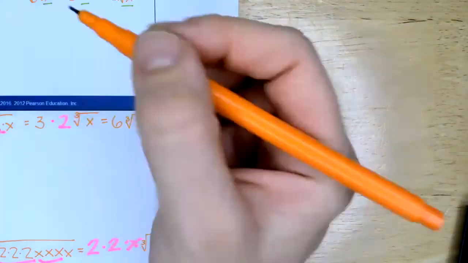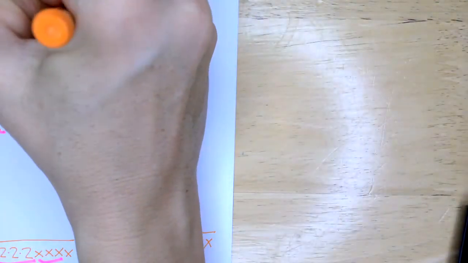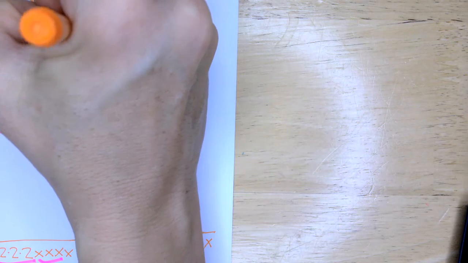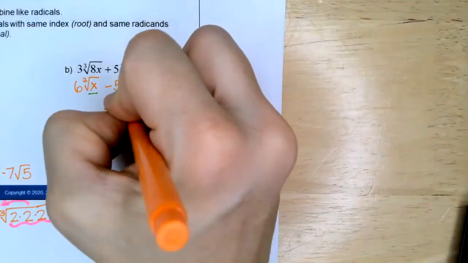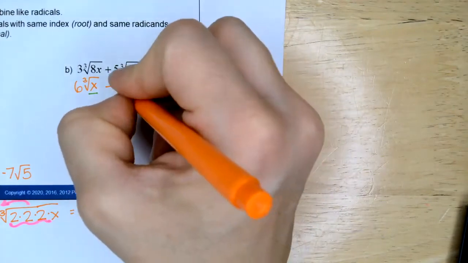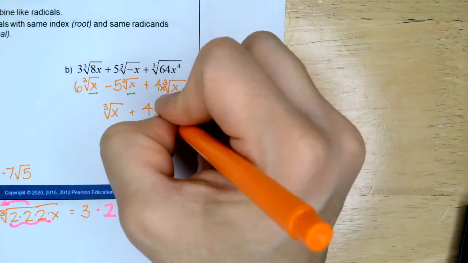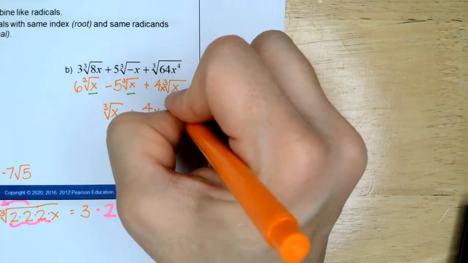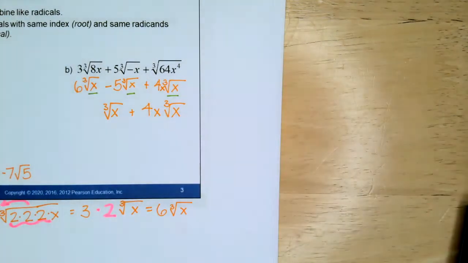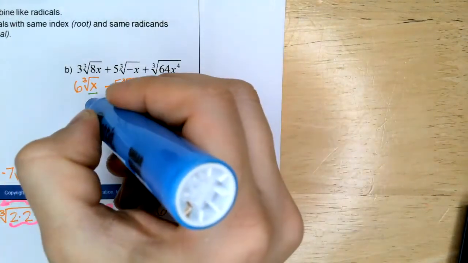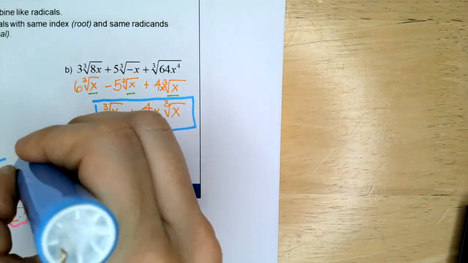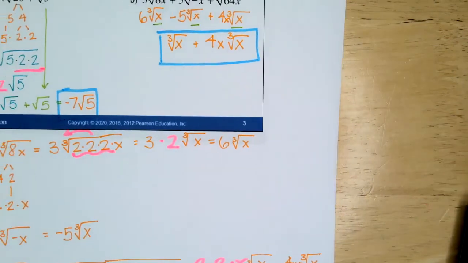So I cannot combine all of them. I can combine the 6 minus 5 is just 1, right? And then I leave the 4x because I can't combine a 4x with a 6 or a 5 because of that x that made it out. So there's my final answer for B. Here's my final answer for A.